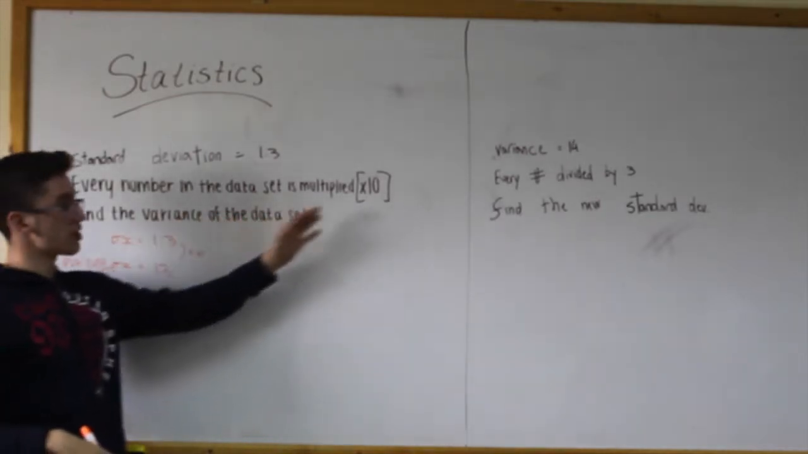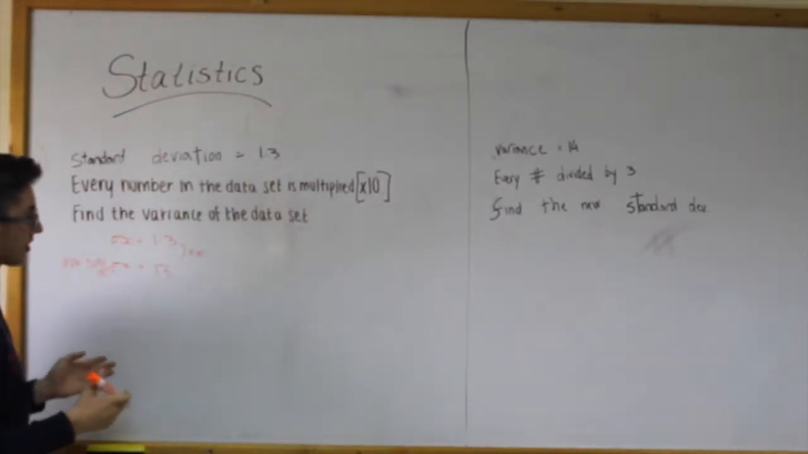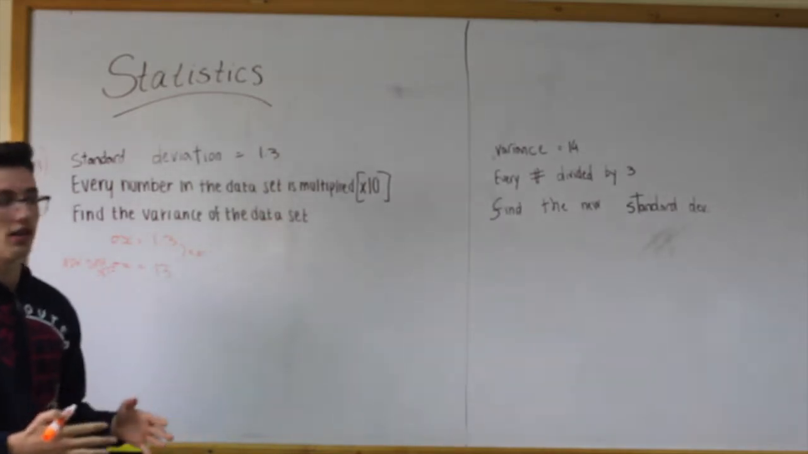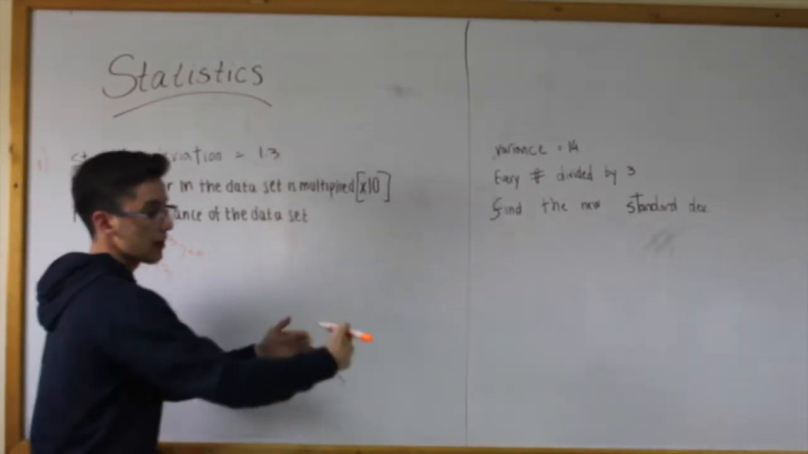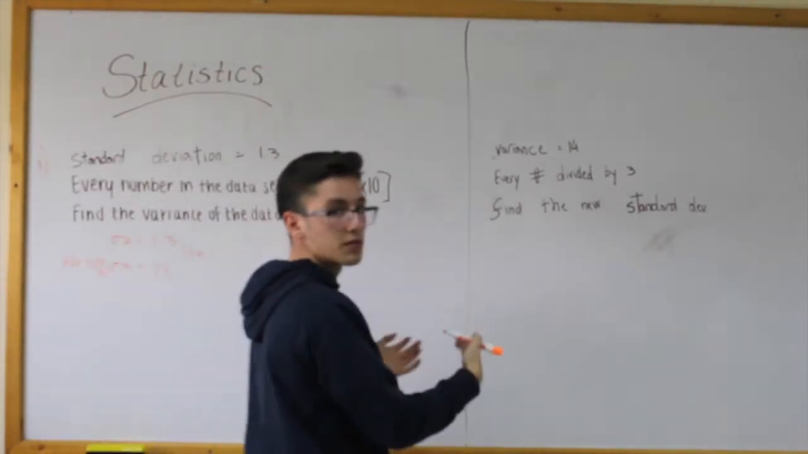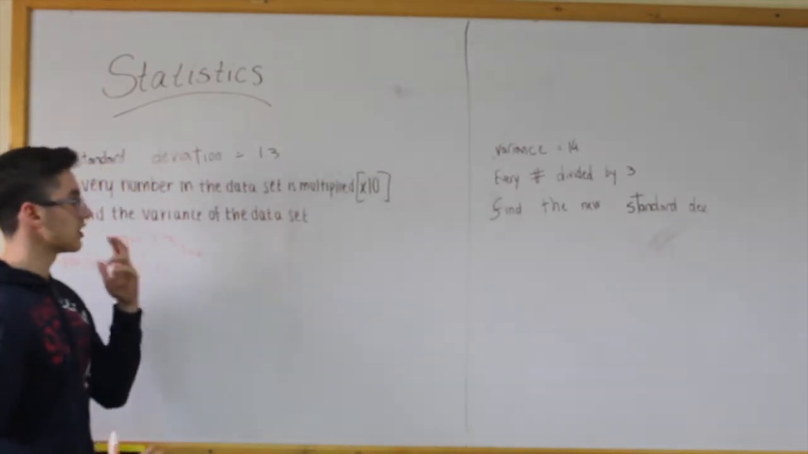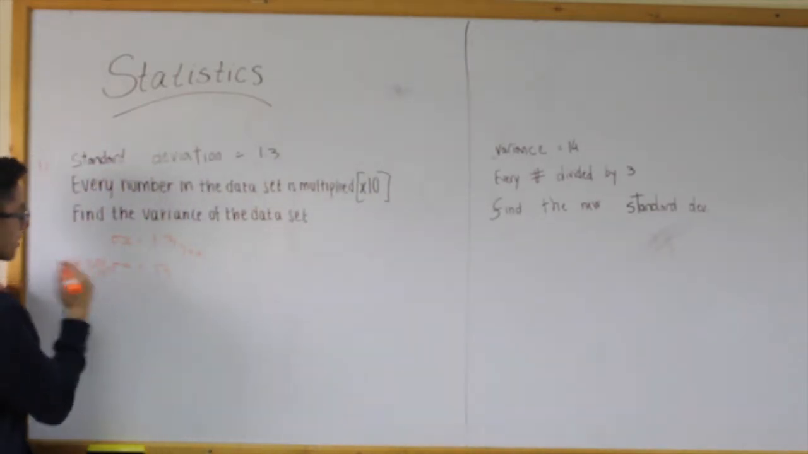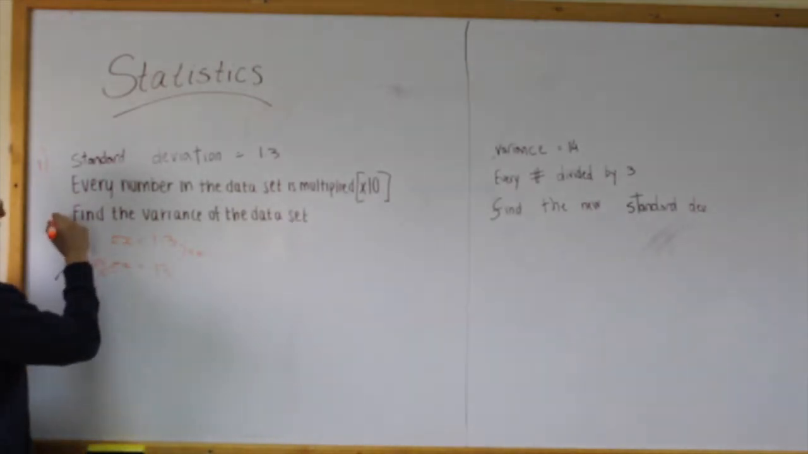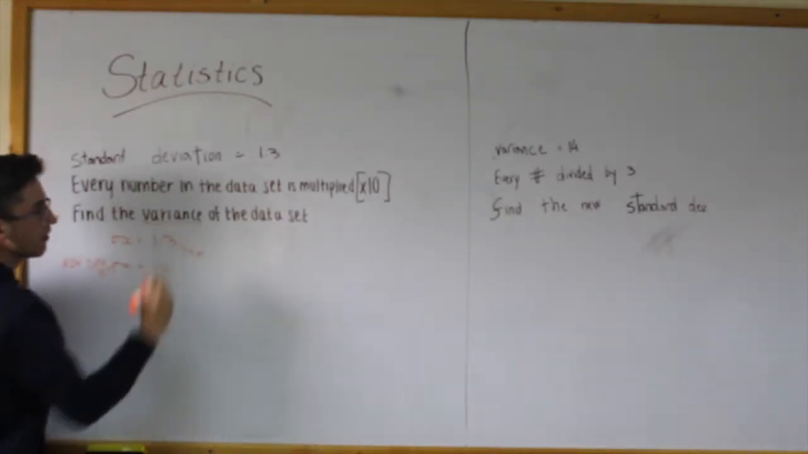Because if all the numbers are multiplied by 10, then you can think about it as what is standard deviation. The standard deviation is like the spread from the mean. So if every number in the data set is multiplied by 10, then the spread from these numbers also shifts by a factor of 10. That's how you guys should think about it. So now that we have the new data set standard deviation, which is 13, the question is asking us to find the variance of the data set.